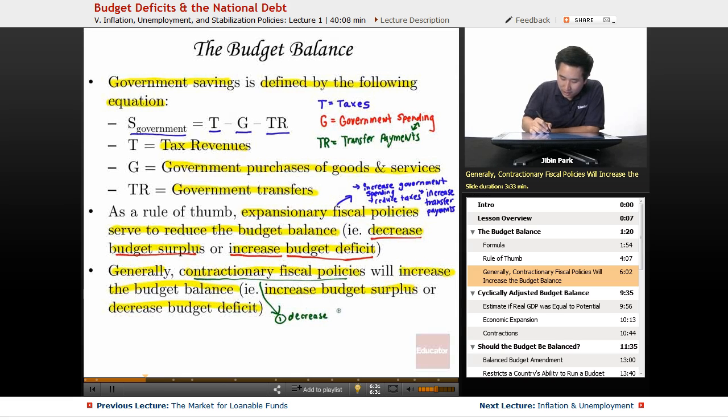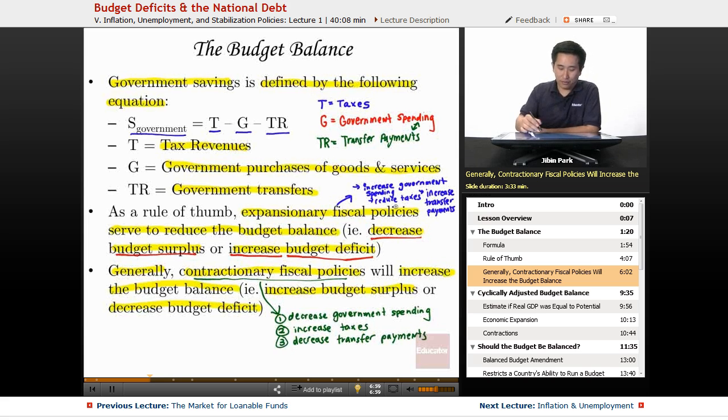let's number these. You can either decrease government spending, you can either increase taxes, or you can decrease transfer payments. So this is what's meant by contractionary fiscal policy.